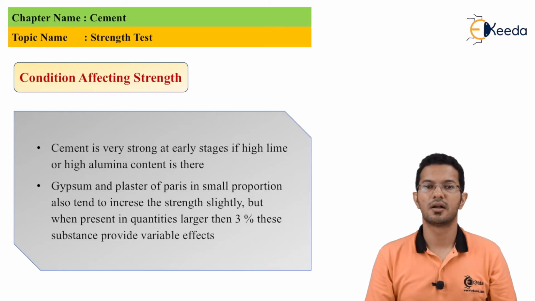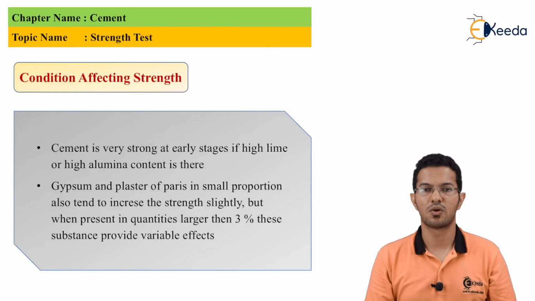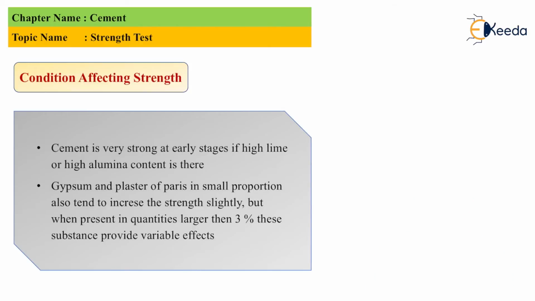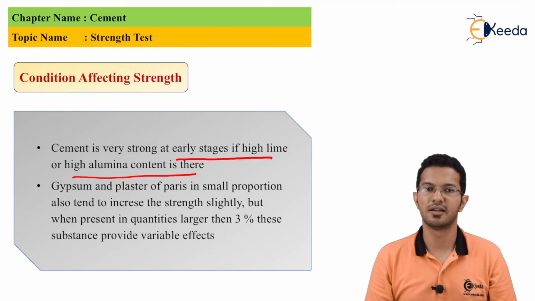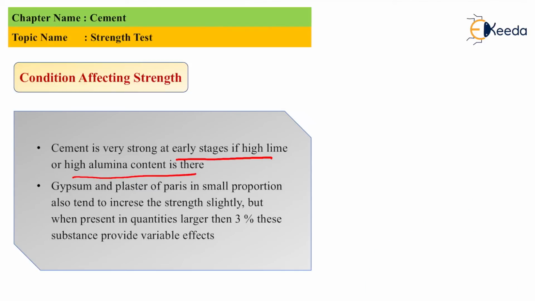Now, let's look at the conditions affecting the strength. It is very important to know in what condition a structure is, because these small things create a greater impact. Cement is very strong at early stages if high lime or high alumina content is there. Gypsum and plaster of Paris in small proportions also tend to increase the strength slightly. But when present in quantities larger than 3%, these substances provide variable effects.